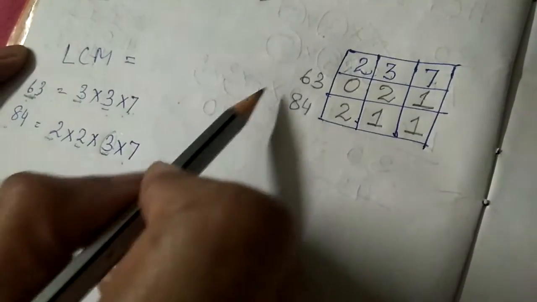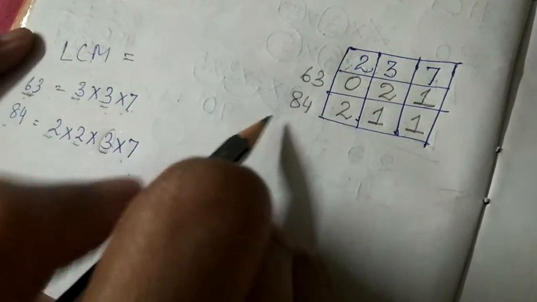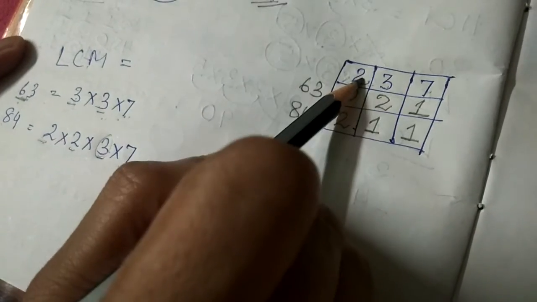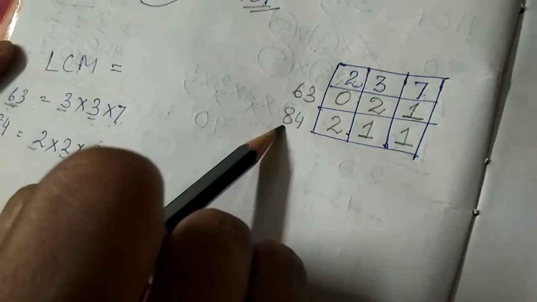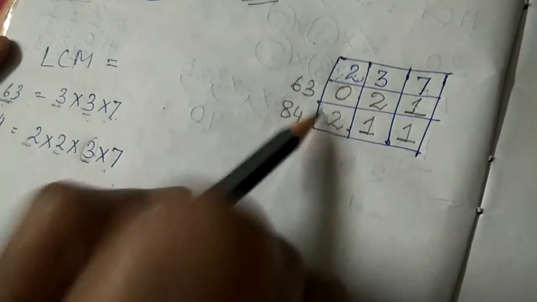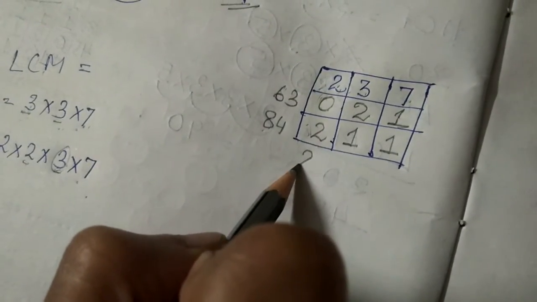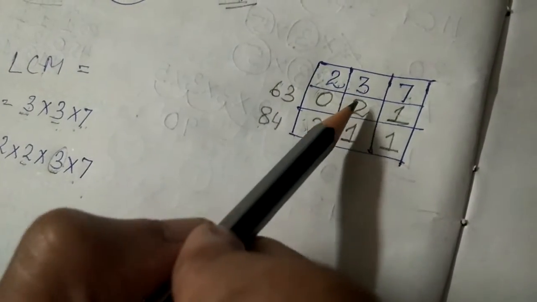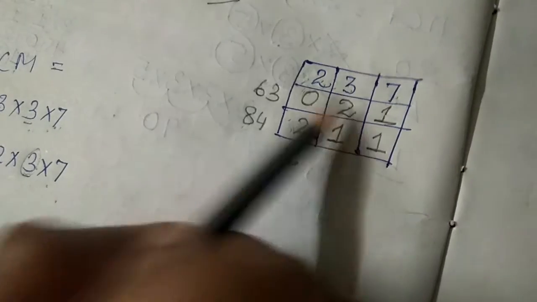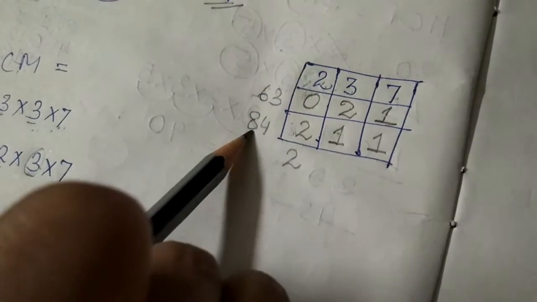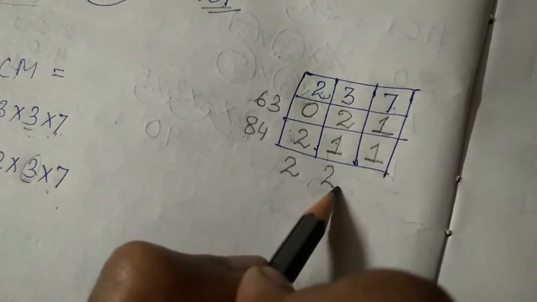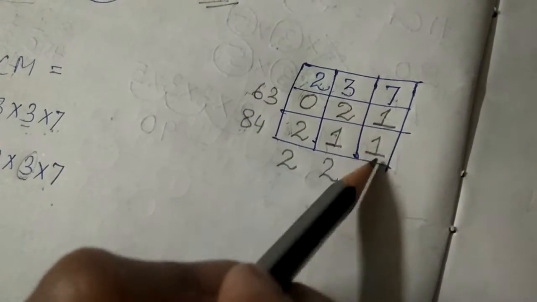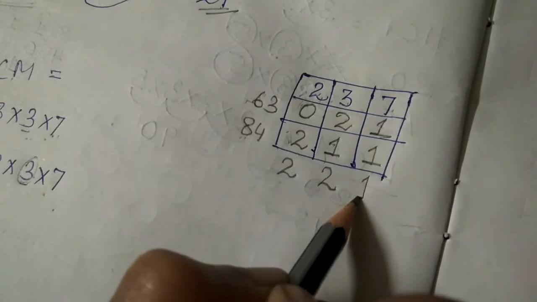Now what to do? This is important, you have to understand this. Okay, now see, how many times is 2 coming in both of the numbers 63 and 84? One is 0 and another is 2. Which one is the higher one? 2 is the higher one, so we will write 2 here. In the same manner, 3 comes 2 times in 63 and 1 time in 84. So which one is the higher? 2 is the higher, we will write 2 here. Okay, now here both are common, so we will take it as it is.